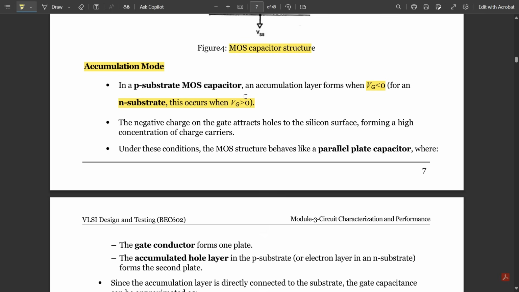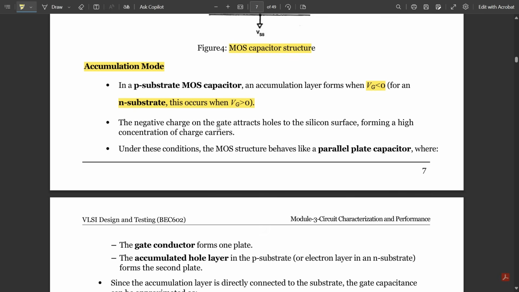So in a P substrate, the MOS capacitor in accumulation forms only when VG is negative. It should always be less than zero. But for an N substrate, since we are using the p-type analysis, that's why it occurs when the voltage is greater than zero.